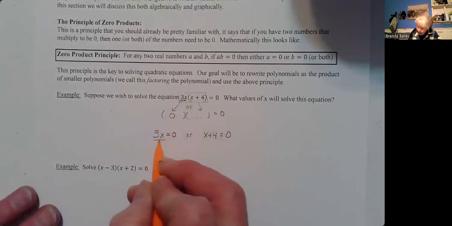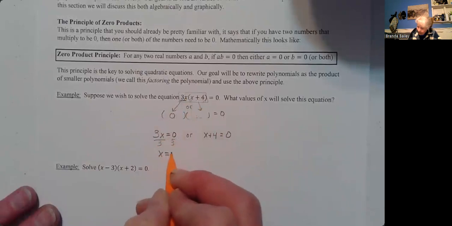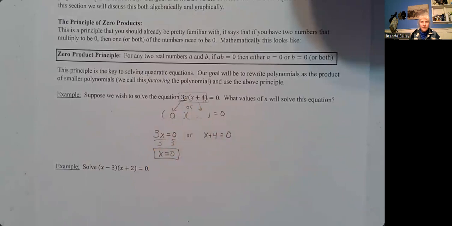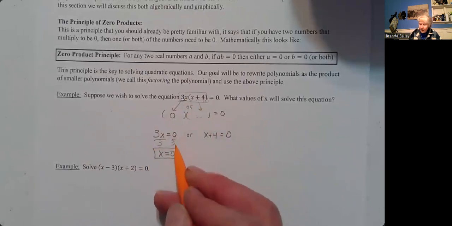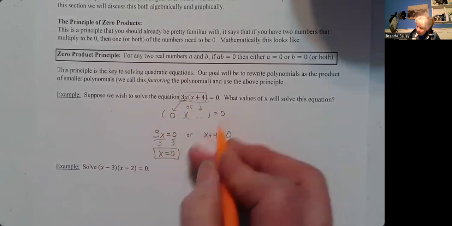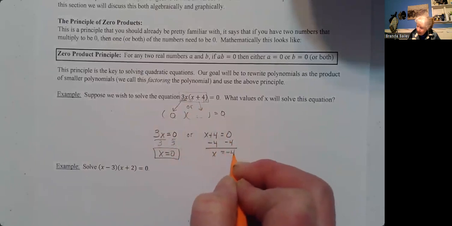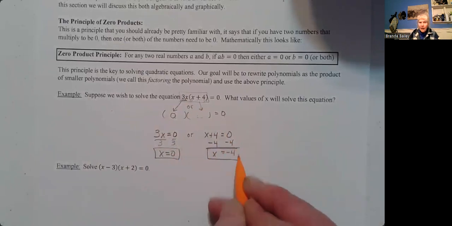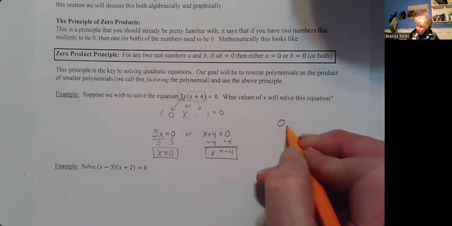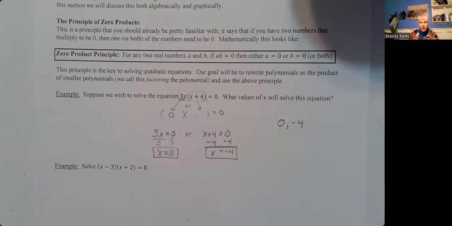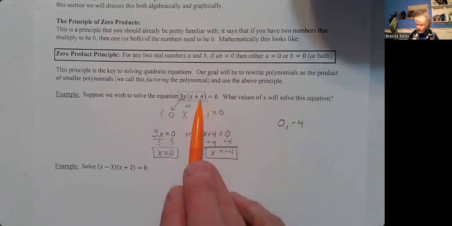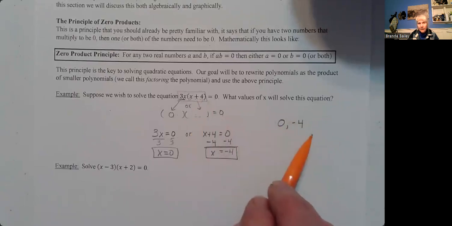So we divide by 3. There's one of my solutions, x equals 0, because 0 divided by 3 is 0. The other part, here's my other solution, x equals -4. So we have 0 or -4. Don't put parentheses around them. It's not an ordered pair. It's not an interval. It's just the solution to this equation. x is 0 or x is -4.